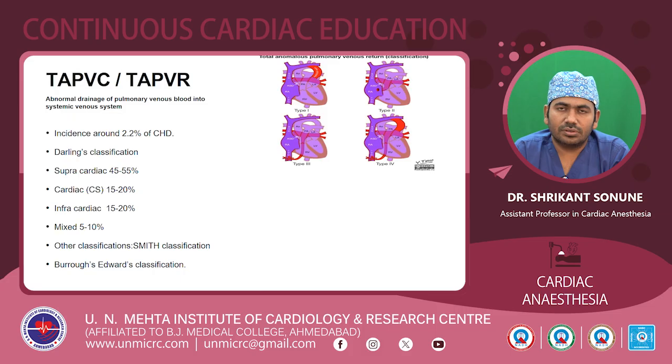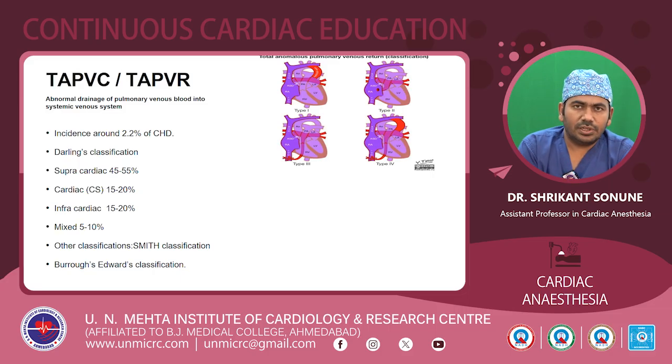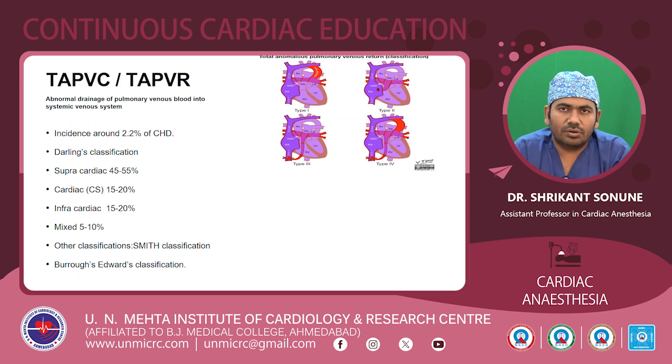Basically there are 4 types of TAPVC: type 1, type 2, type 3 and type 4. Type 1 is supracardiac TAPVC, with an incidence of around 45 to 55%. Type 2 is cardiac or coronary sinus type of TAPVC, with an incidence of around 15 to 20%. Type 3 is infracardiac, around 15 to 20%, and type 4 is a mixed type of TAPVC, which has components of both supracardiac as well as cardiac or infracardiac origin. The incidence is rare, around 5 to 10%.